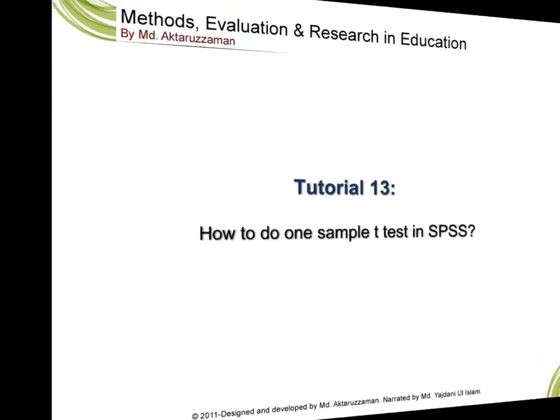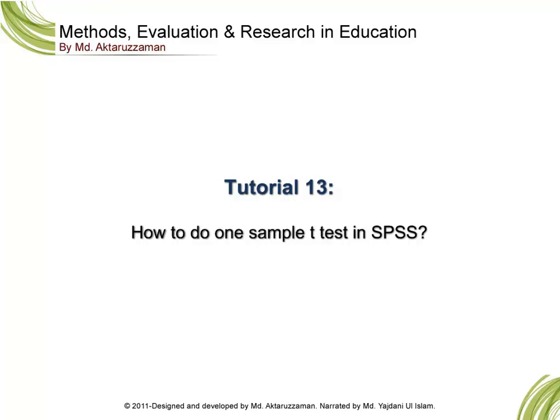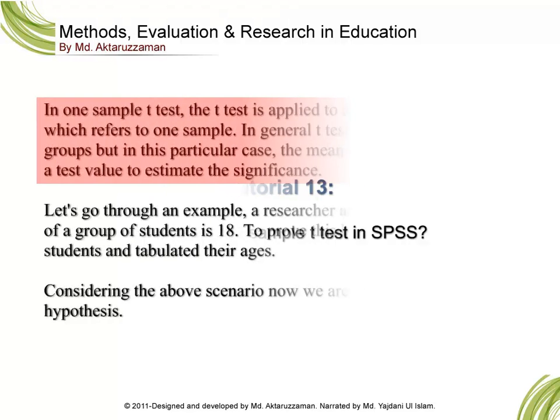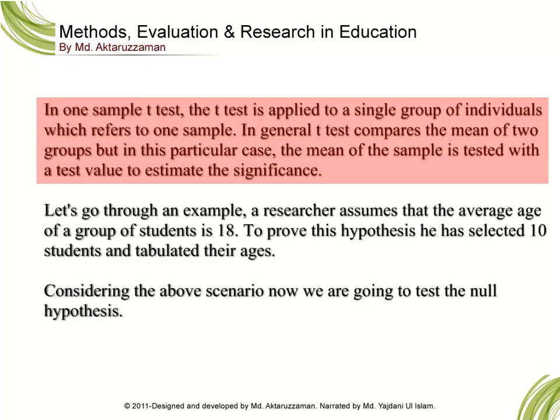Today we're going to learn how to do one sample t-test in SPSS. In fact, this is an inferential statistical test. In one sample t-test, the t-test is applied to a single group of individuals, which refers to one sample. In general, t-test compares the mean of two groups, but in this particular case, the mean of the sample is tested with the test value to estimate the significance.